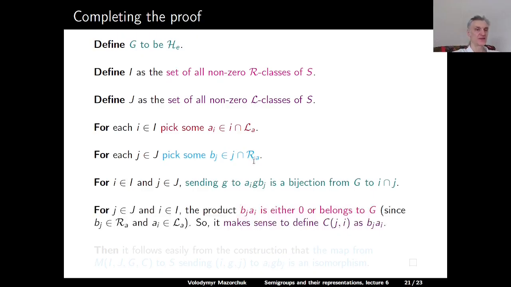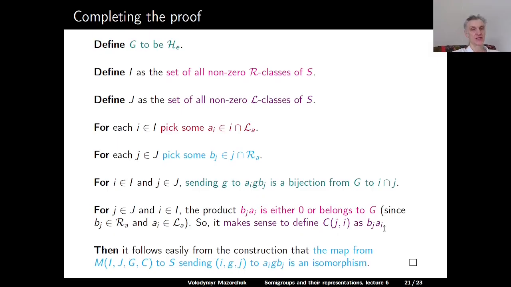Also, for a left class J and the right class I, the product B_J A_I is either 0 or belongs to G, because B_J belongs to the right class of E and A_I belongs to the left class of E. So it makes sense to define the value of our map C on the pair (J, I) as B_J A_I. And then directly from the construction, it is easy to see that the map from the Riesz matrix semigroup to S, sending (I, G, J) to A_I G B_J, is an isomorphism. So this completes the proof.